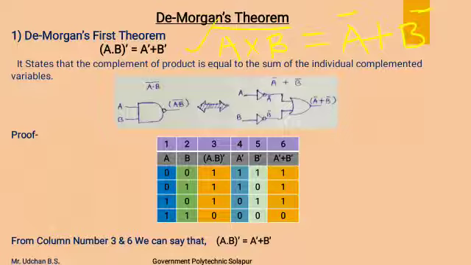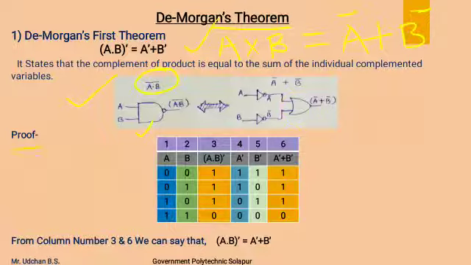Now this equation is shown through a diagram over here, that is (A into B) complement, which is the expression of a NAND gate. So a NAND gate is represented over here. Now A complement is taken from this NOT gate, A will give you A complement, and B complement is taken from this NOT gate, B will give you B complement. Now as we have to get A complement plus B complement, an OR gate is used over here to get A complement plus B complement.